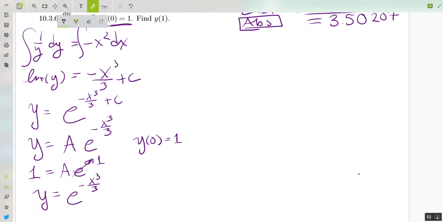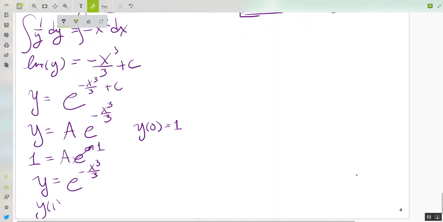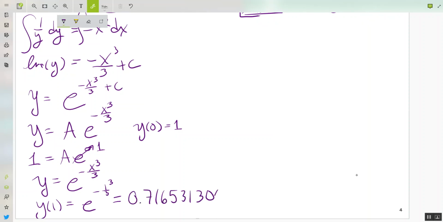Cool. So in particular, I want to do y of 1. So if I plug in 1, y of 1 will be e to the negative 1/3. Oh, okay. And that's 0.716531306, using lots of decimal places on purpose. Let's go ahead and start doing some Eulers to this. Now, let's be a little more traditional. Let's do this the old way.